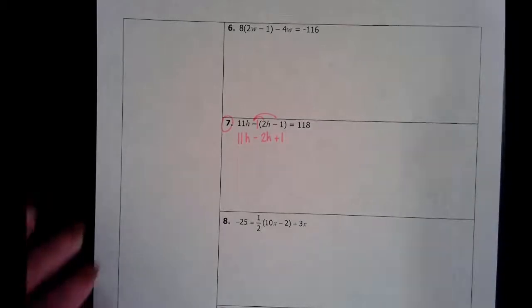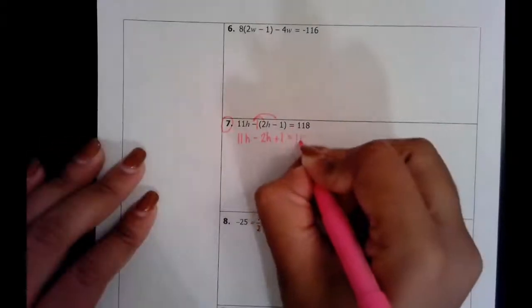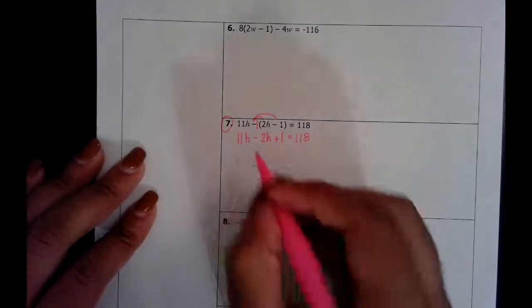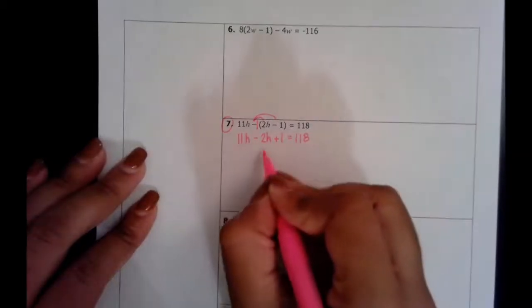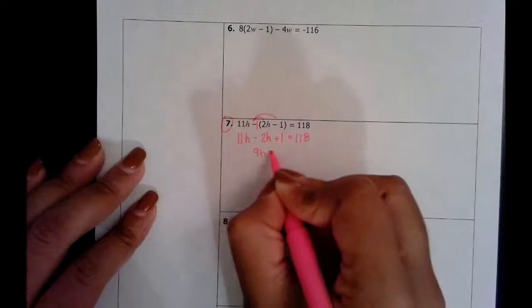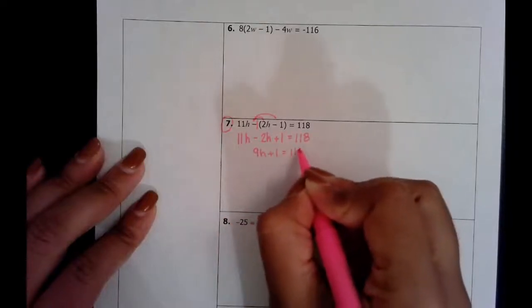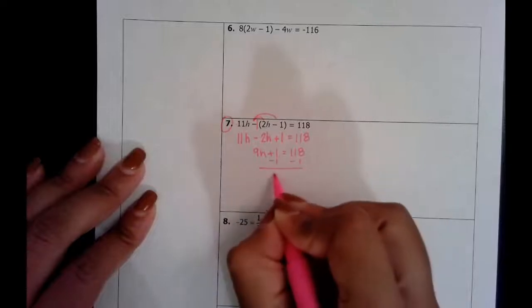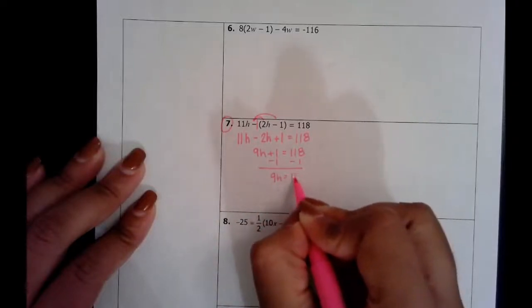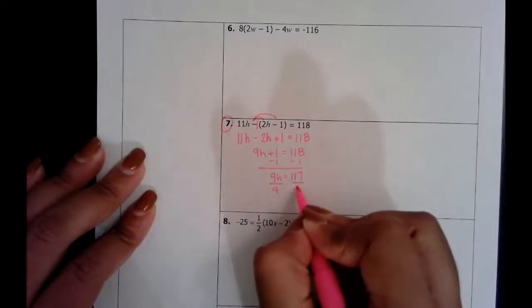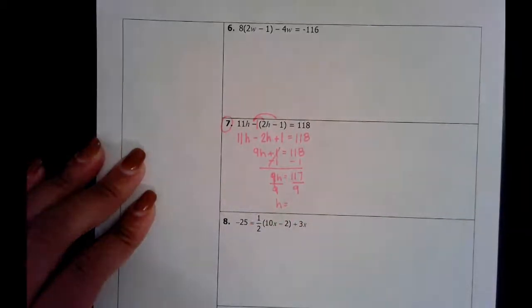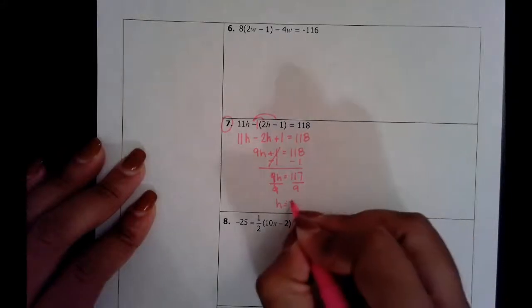Equals 118. So I was making sure you can see my pen. Combine your like terms, which are 11h minus 2h, which gives us 9h plus 1 equals 118. Subtract 1 from both sides. 9h equals 117. Divide by 9. And it should equal 13.